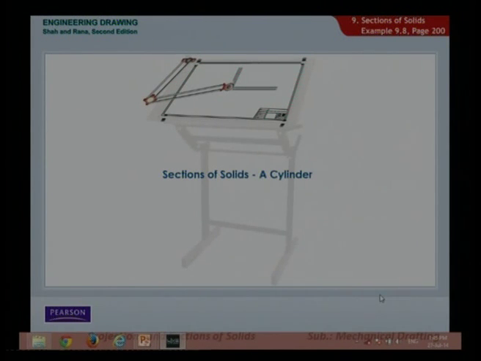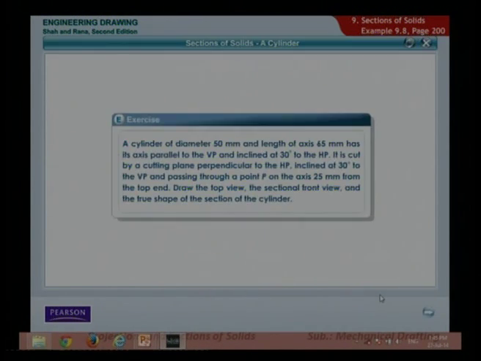Section of solids, cylinder. A cylinder with 50 mm diameter and 65 mm axis length has its axis parallel to the VP and inclined at 30 degrees to the HP. It is cut by a cutting plane perpendicular to the HP, inclined at 30 degrees to the VP and passing through a point P on the axis 25 mm from the top end. Draw the top view, sectional front view and true shape of the section of the cylinder.